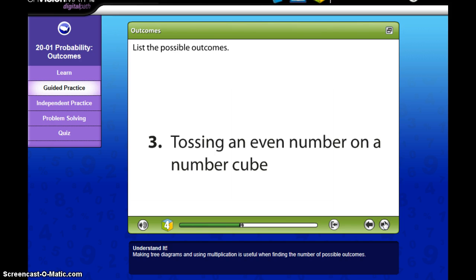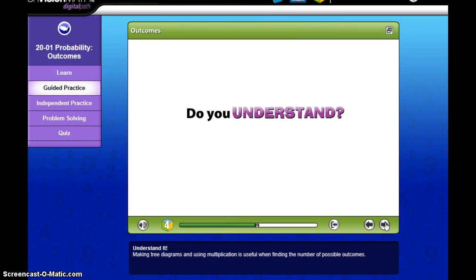It could land on white, blue, black, or purple. What if I gave you a dice again and I said, list the possible outcomes of tossing an even number? An even number. 3, because what are the even numbers on a number cube? 2, 4, 6. Good work. Okay. Let's take a look at some examples here, and then we're going to make some of our own tree diagrams today.